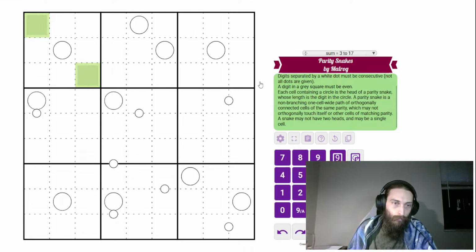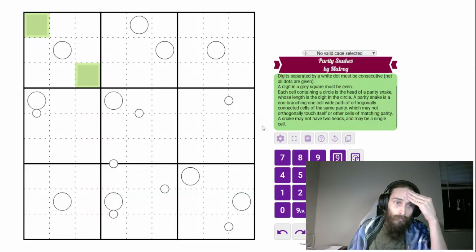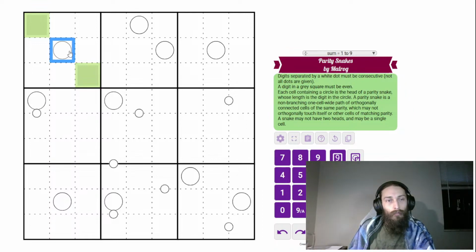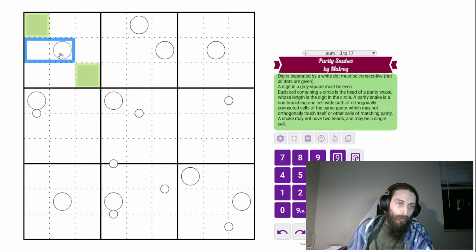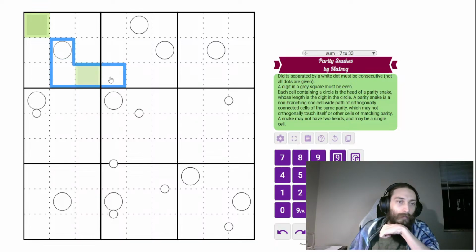So these are even. That parity snake in box 1 is going to have to be odd. Because, well, no, I guess it could be 2. Well, it can't be 2, because whichever way it goes, it would end up touching another one. So, yeah, it's going to have to be odd, rather. It could be even if it goes out this way, or goes this way.